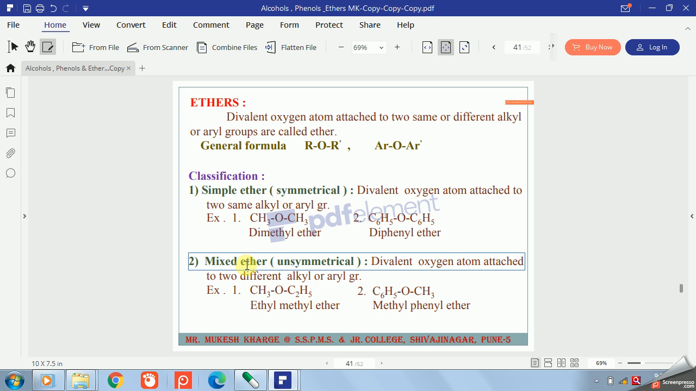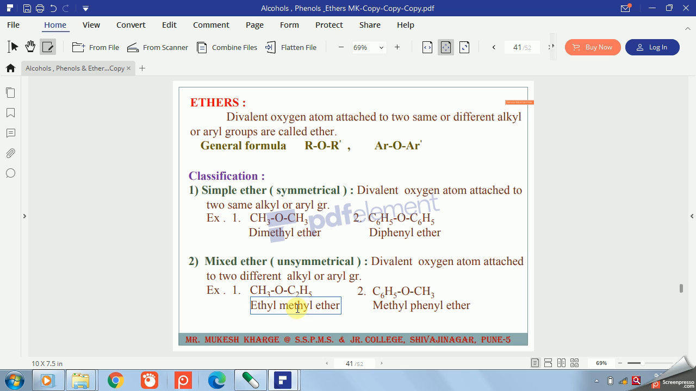Then the second type is mixed or unsymmetric ether. What is that? The ethers in which two alkyl or aryl groups attached to divalent oxygen atom are different, then they are called as mixed ether. So one is CH3, another is C2H5. CH3 is methyl, C2H5 is ethyl.